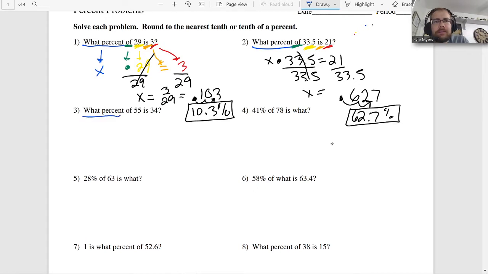What percent of 55 is 34? And actually, I'm just going to use blue. What percent of 55 is 34? So we divide by 55.